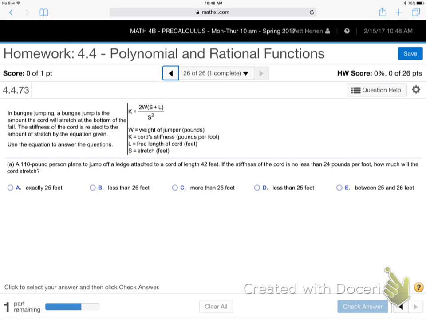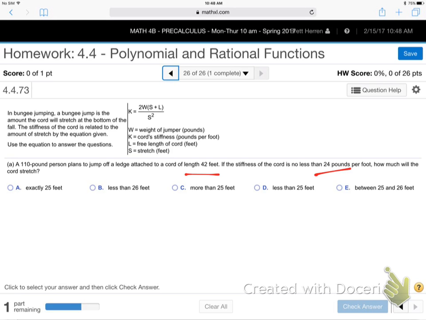All right, so in a bungee jump, the amount of cord that will stretch to the bottom of the fall. Okay, stiffness, and so on. Use the equation. Okay, so a 110-pound person plans to jump off a ledge attached to a cord of length 42 feet. Free length of cord, okay. If the stiffness of the cord is no less than 24 pounds per foot, how much will the cord stretch?